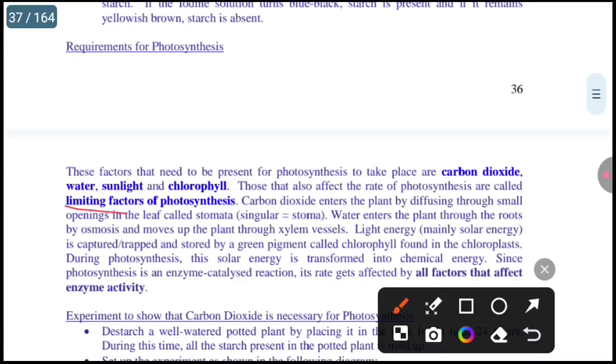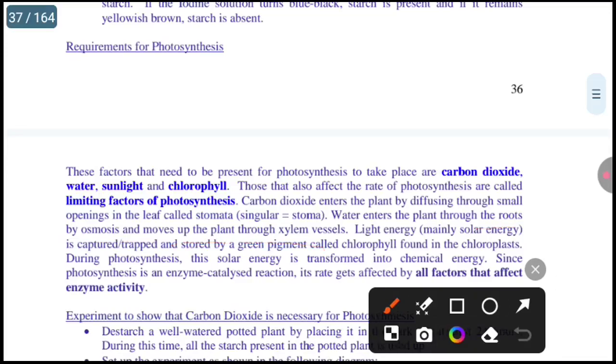Carbon dioxide enters the plant by diffusing through small openings in the leaf called stoma, that's the singular, or stomata for plural. Water enters the plant through the roots by osmosis and moves up the plant through xylem vessels. Okay, sure you understand that.